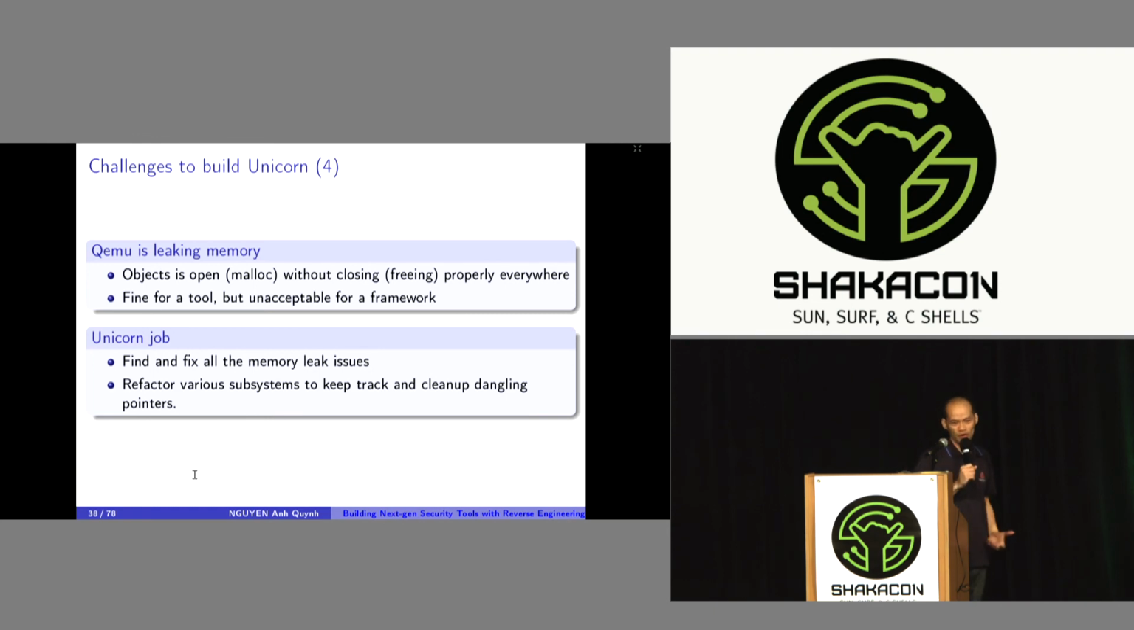The other challenge is that QEMU leaks memory like hell, which happens because they allocate objects but never free them, never close them. That is fine for QEMU because it's a tool. It runs and it stops, and when it stops, the operating system automatically frees the memory allocated inside. But because Unicorn is built on top, QEMU is not a tool but a framework, so I care about memory leaks, right? So here it also took me a lot of time to find all the memory leaks inside QEMU and fix all of them.